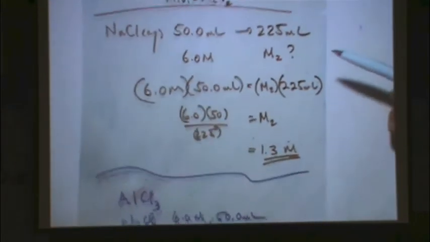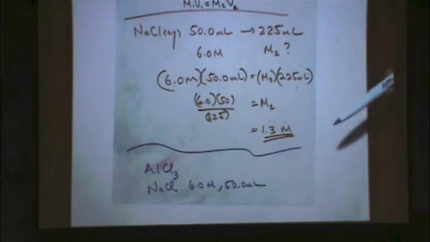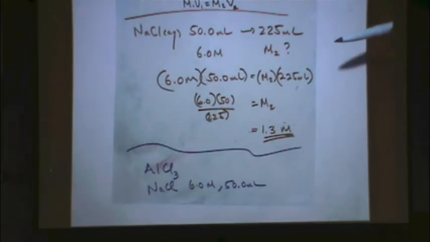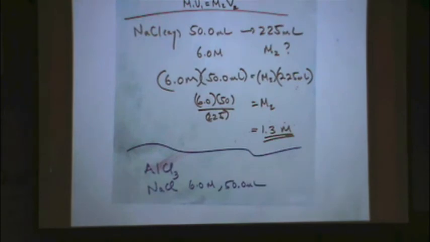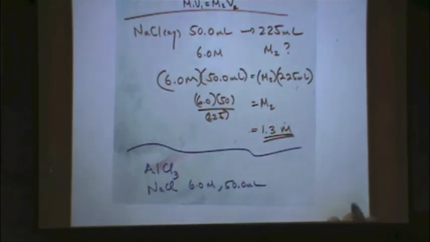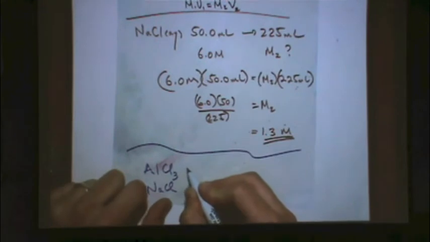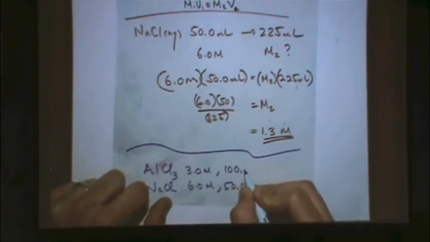Oh, by the way, let's go back for just a moment. How much water did I have to add to make this happen? 175, right? This number minus this number. That's a pretty common question. So how much water was added to make this dilution occur? Just the difference between the two volumes, V2 minus V1. Okay, so let's say this is 3 molar, and let's say it's 100 milliliters, okay?